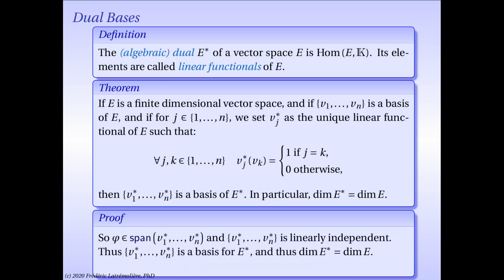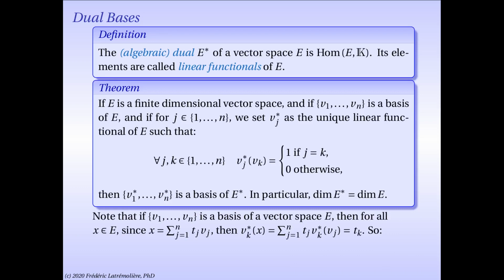Which means that phi is in the linear span of the set v star 1 to v star n. Since we also know that v star 1 to v star n is linearly independent, it is a basis for the dual space, and by counting how many elements it has, we can conclude the dimension of the dual space equals the dimension of the original space. The basis v star 1 to v star n is called the dual basis of the basis v1 to vn. It enjoys a very nice property.